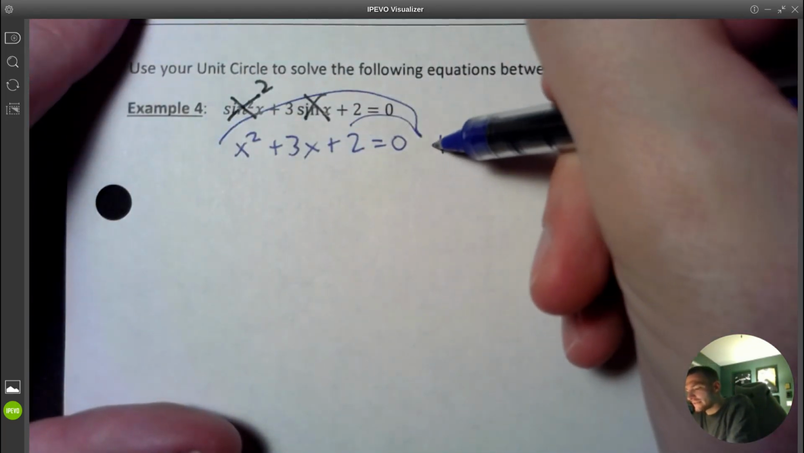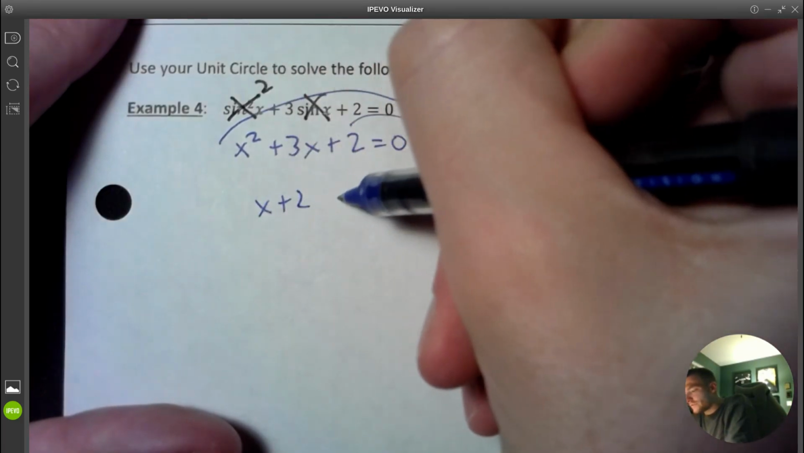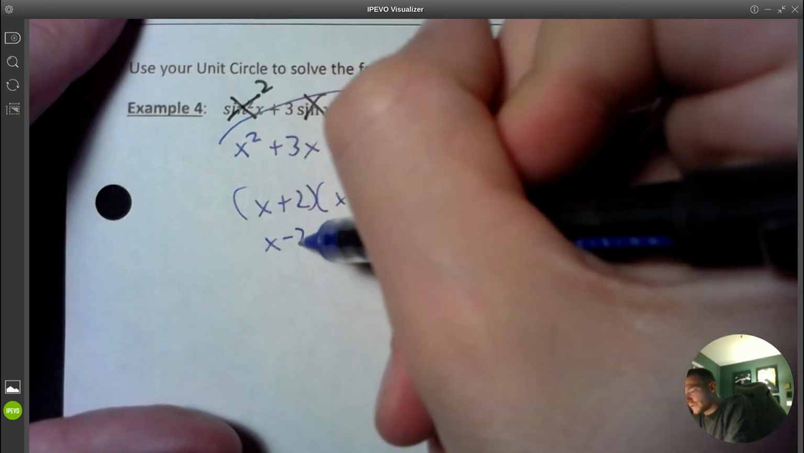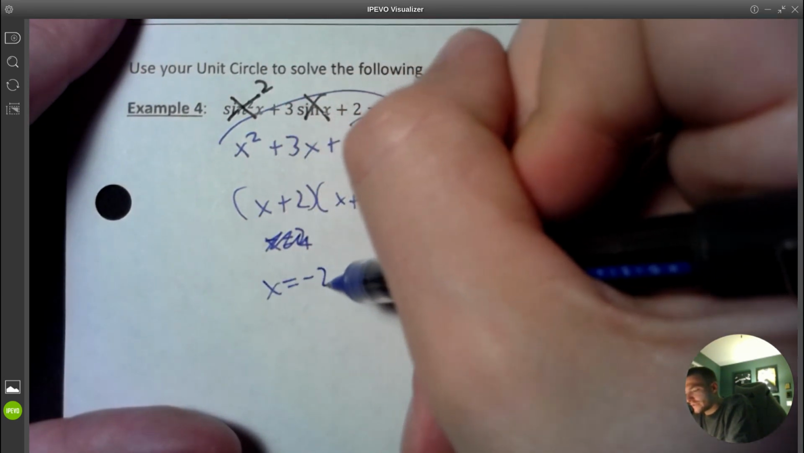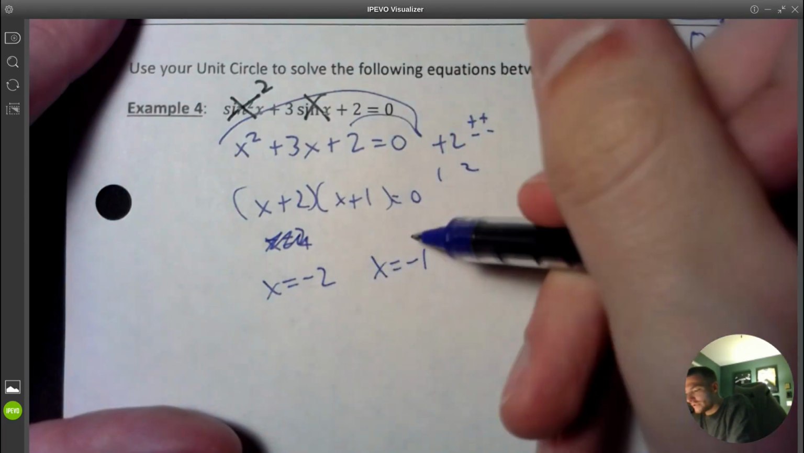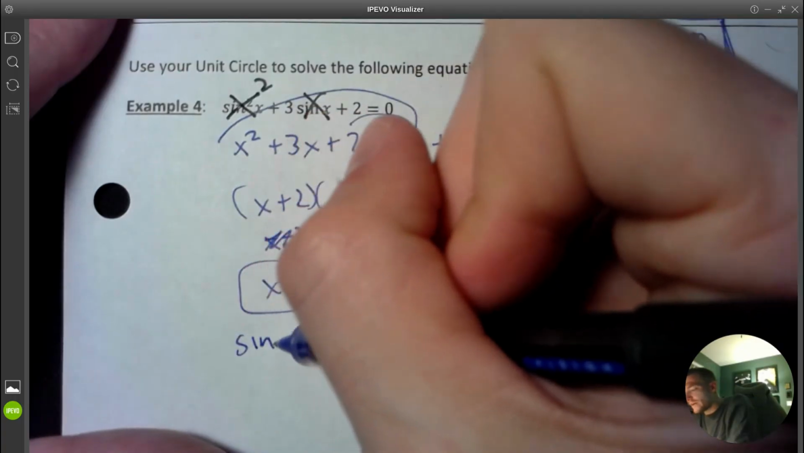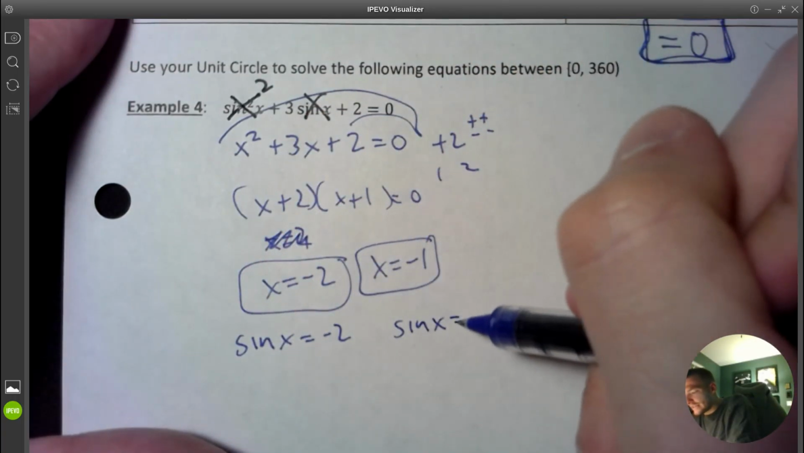First times last is positive 2, plus plus or minus minus, 1, 2. X plus 2, x plus 1 equals 0. X equals negative 2, x equals negative 1. There's our 2 answers, but really we want sine x equals negative 2 and sine x equals negative 1.